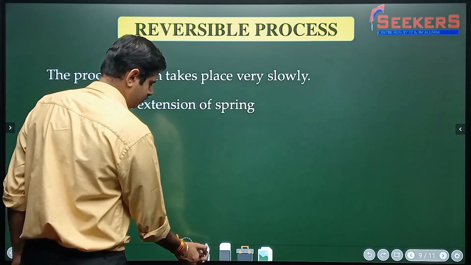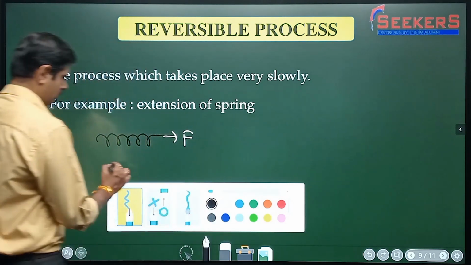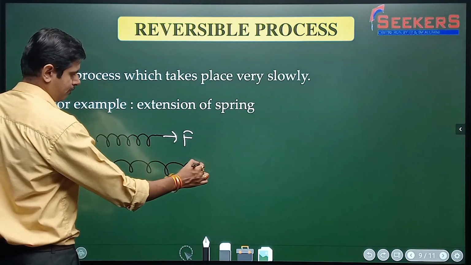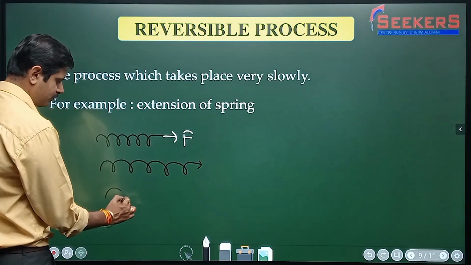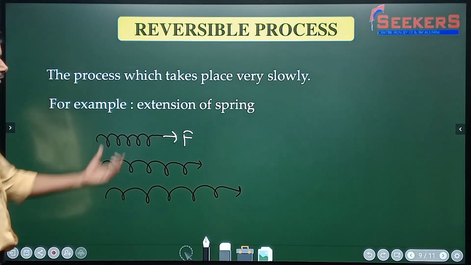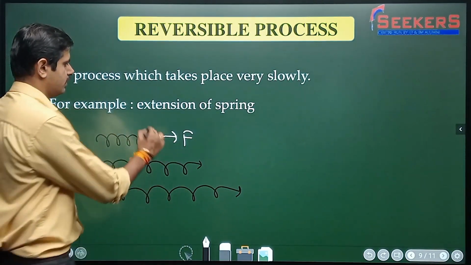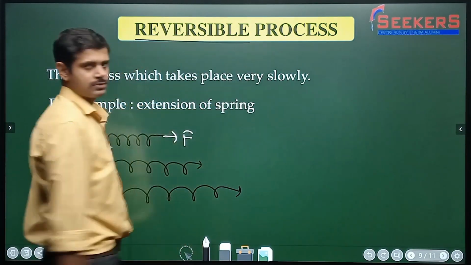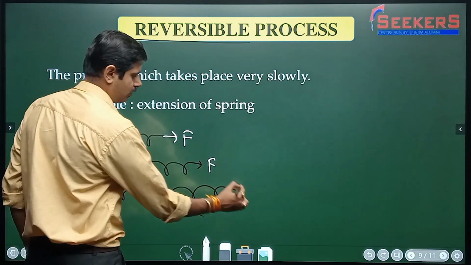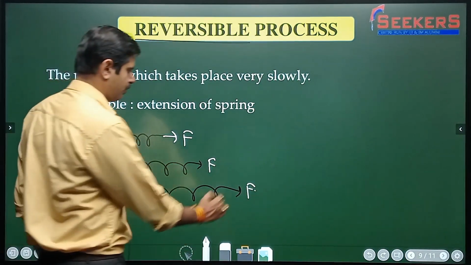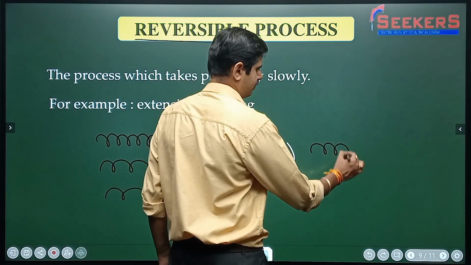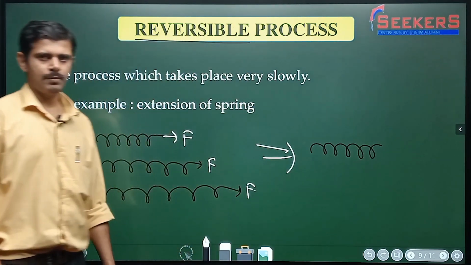What will happen in the next step? The size of the spring will increase. In the next step, again the size of the spring will further increase. This type of process which happens very, very slowly is called a reversible process. Why? Because once you leave this spring, once you take out this force, what will happen here in this case? It will again become the same spring.